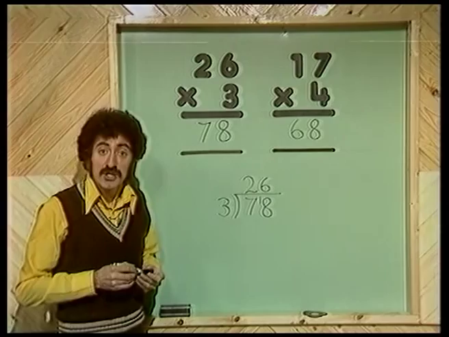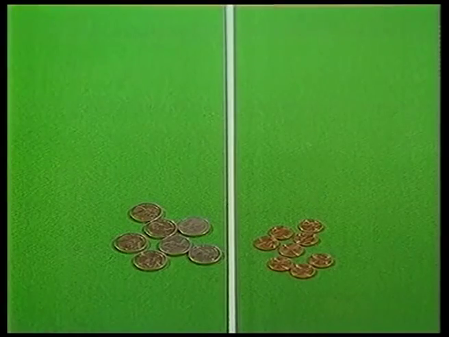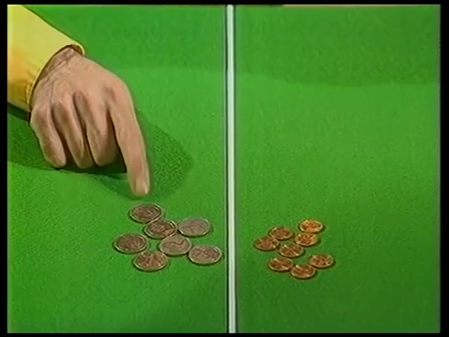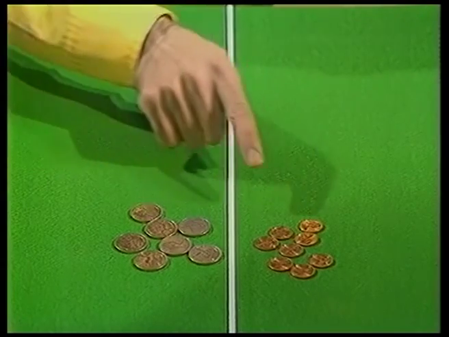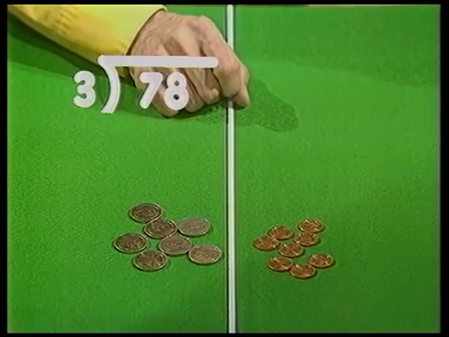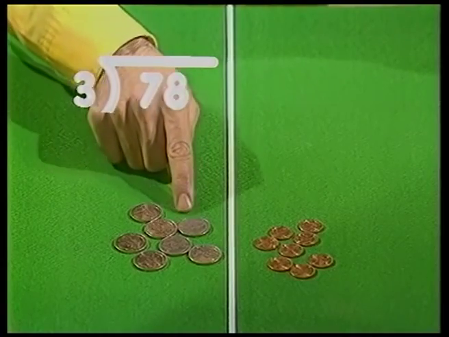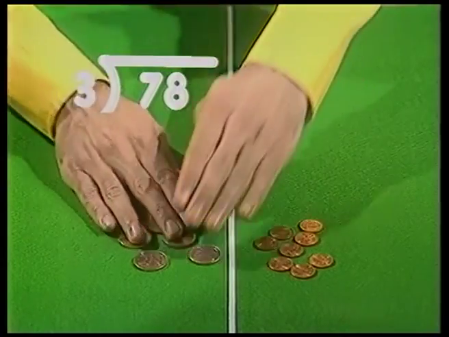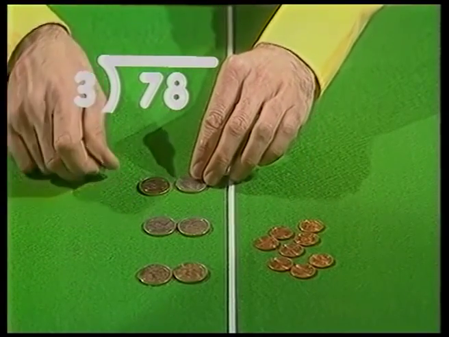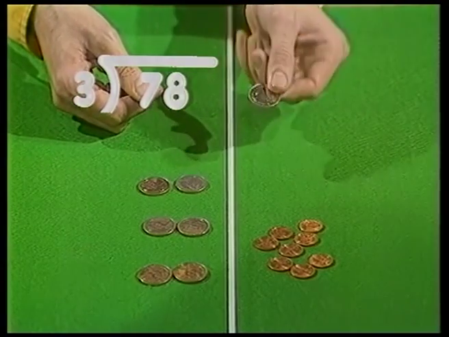Let's do the same sum using coins. It'll help us understand exactly what's going on. Here's 78p. There's 70p here in 10-penny pieces. That's in the tens column. And here there's 8p in 1-penny pieces in the ones column. Now we'll put the sum up to remind ourselves exactly what we're doing. We'll begin by dividing the 7 10-penny pieces into 3 equal parts. And we get 3 lots of 20p and 1 10-penny piece left over.